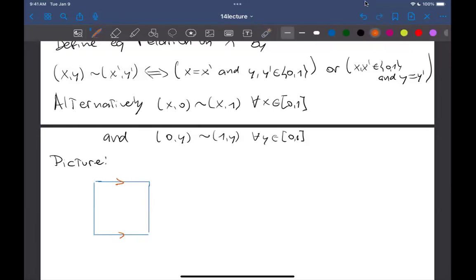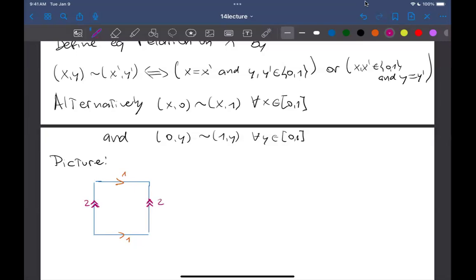Okay, but that's not the only thing that we're doing. After you do this, you need to do something else. So I'll put a number here to remember that this is the first thing I do. After I do this, I also want to identify any point here with the same point here, but I want to do that throughout the line. And I'll put 2 arrows to remind myself of this second thing that I'm doing.